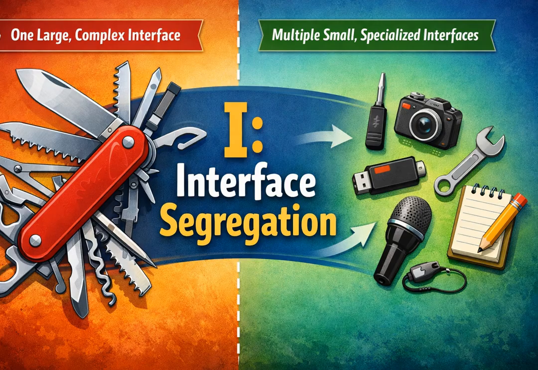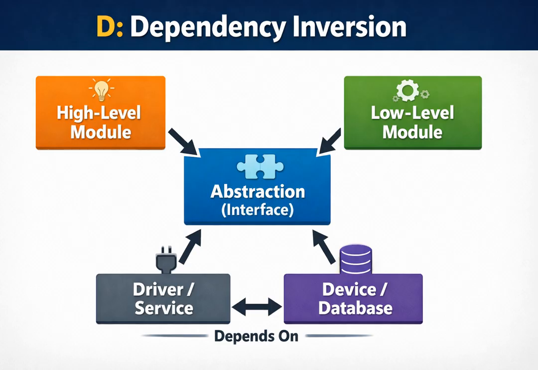Finally, we have the Dependency Inversion Principle, or DIP. This principle states that high-level modules should not depend on low-level modules. Both should depend on abstractions. Additionally, abstractions should not depend on details. Details should depend on abstractions.